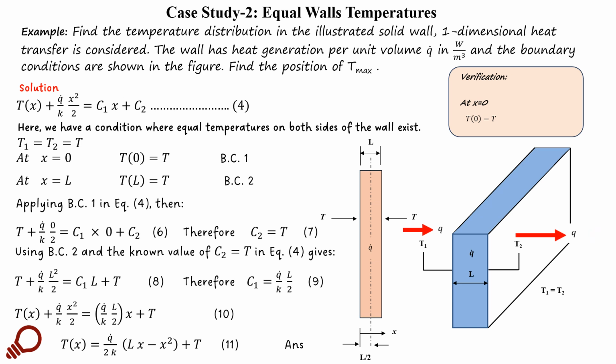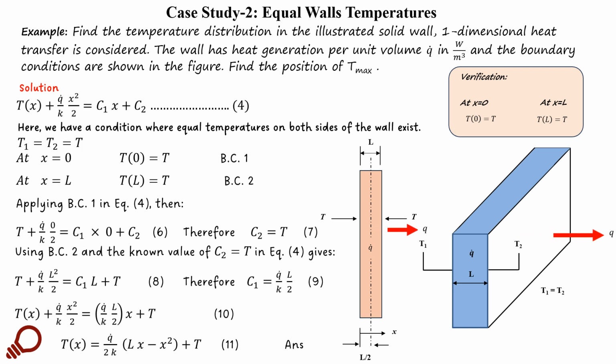If we substitute x equal to 0 in equation number 11, then the temperature T at 0 equal to T. And similarly, if we substitute x equal to L in equation 11, then we will get the temperature T at L equal to T. Then equation 11 is correct and right to represent the form of temperature distribution.